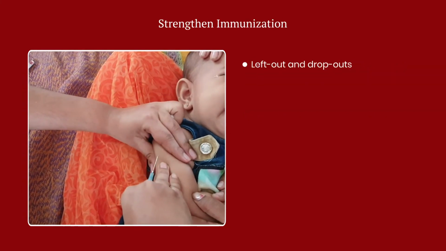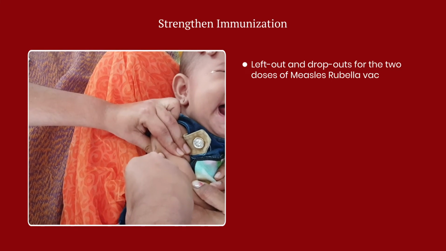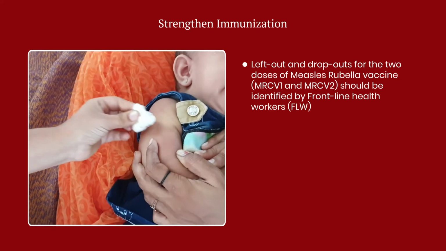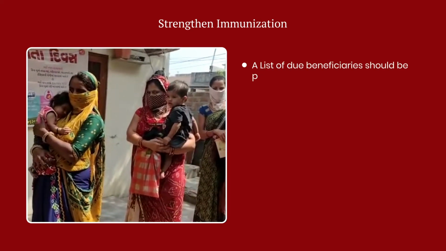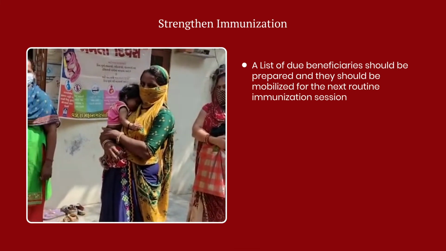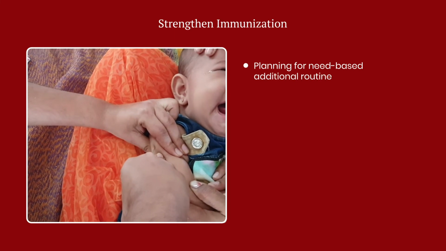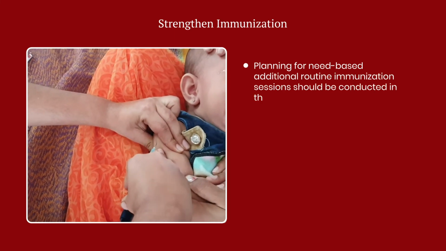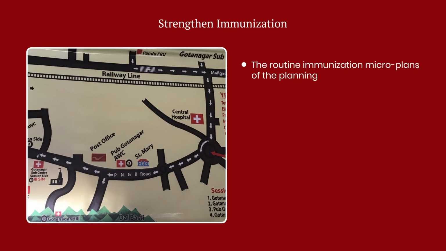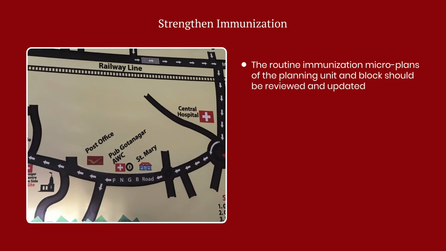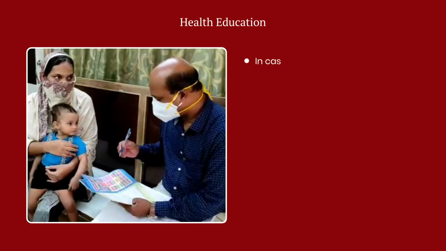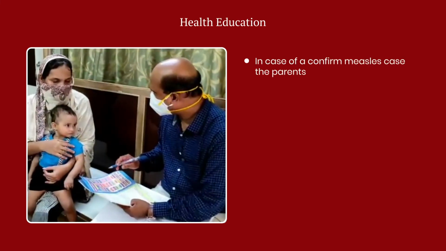Left out and dropouts for the 2 doses of measles rubella vaccine, MRCV1 and MRCV2 should be identified by frontline workers. A list of due beneficiaries in the area should be prepared, and they should be mobilized for the next routine immunization session. Planning for need-based additional routine immunization sessions should be conducted in the area of disease outbreak. The routine immunization microplans of the planning unit and block should be reviewed and updated with information on addition of sessions and communication plans.